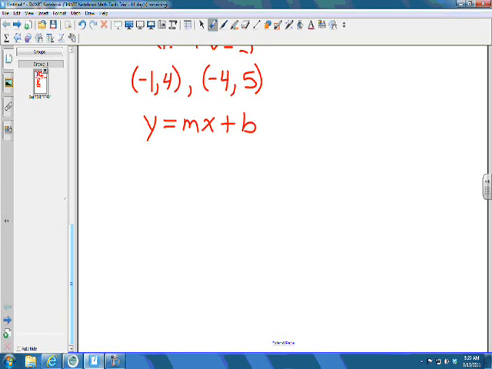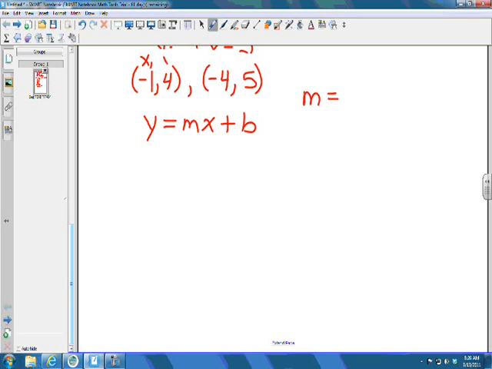Do we know our slope? No. Do we know an x? Yeah, again, we got 2 of them. Do we know a b? No. So we can't use this formula yet because we have 2 things that we don't know. So we have to find slope using the slope formula from last time.